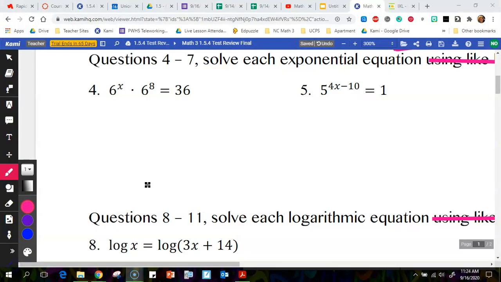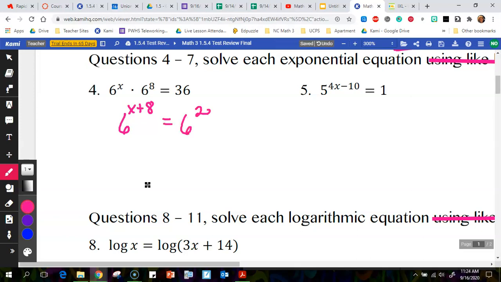So for number 4, again, it's so easy to change the 36 to 6 squared. I'm just going to go ahead and do that. Now, what I want you to understand is 6 to the x power times 6 to the 8th power equals 6 to the x plus 8. So if you have two things with the same base and they're multiplied times each other, you add those exponents together. And then 36 is 6 squared.